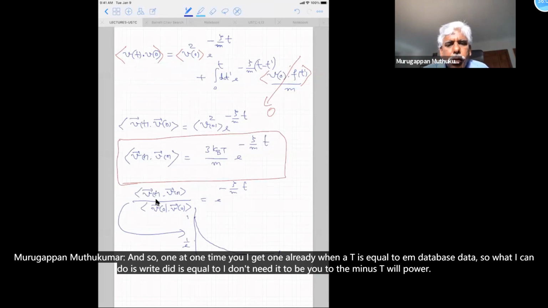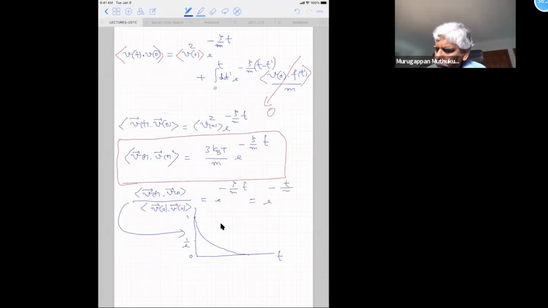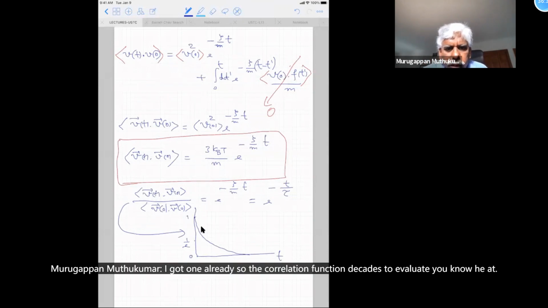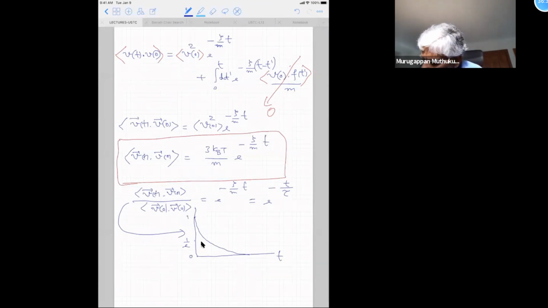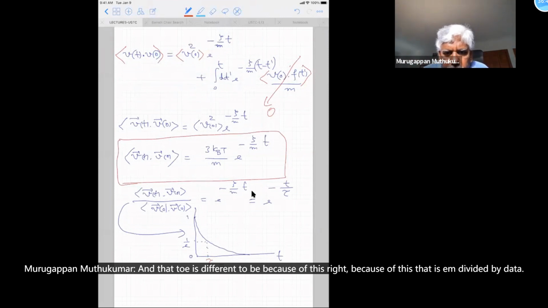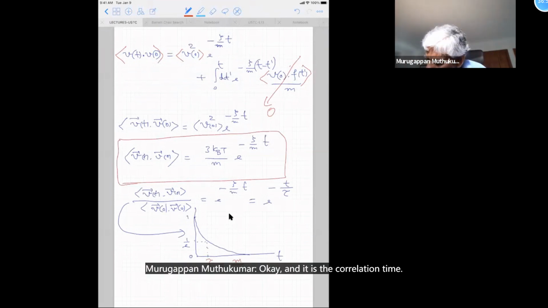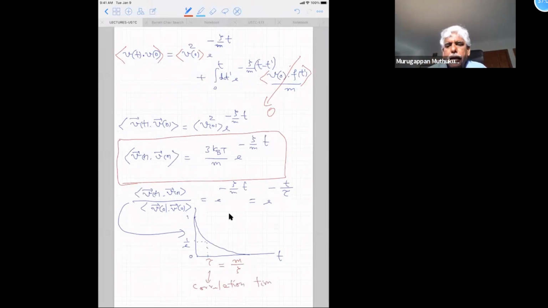At the value of 1 over e, at what time do I get 1 over e? When t is equal to m divided by zeta. So I could rewrite this as e to the minus t over tau. When t is equal to tau, I get 1 over e. So the correlation function decays to a value of 1 over e at this time tau. And that tau is defined to be m divided by zeta. This is the correlation time for the velocity fluctuations.